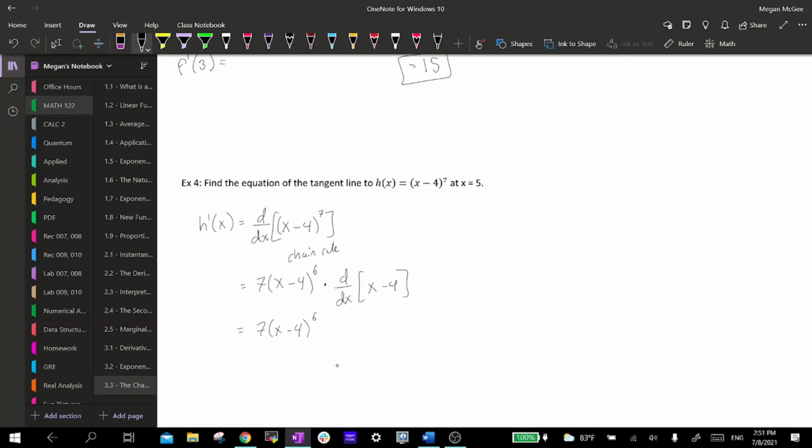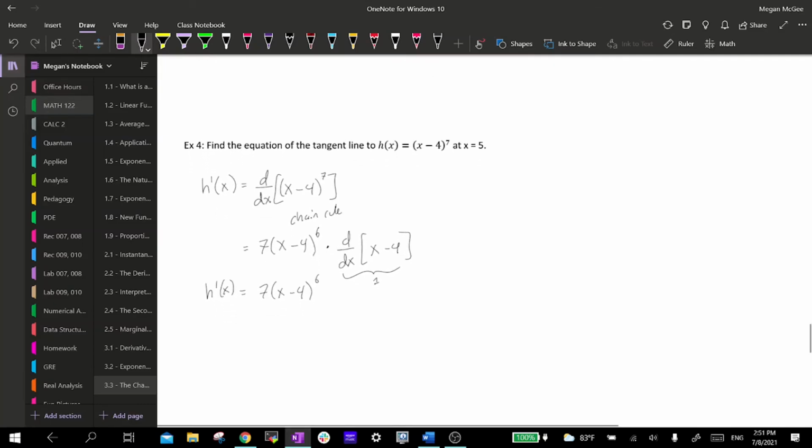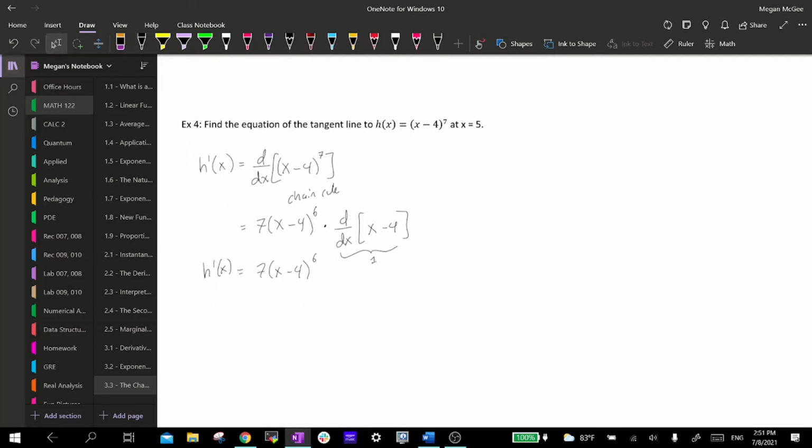The derivative of x minus 4, well, the derivative of minus 4 is 0, and the derivative of x is 1. So that's just 1. So we don't need to write multiplying by 1, right? It's redundant. It wouldn't be wrong if you did, but it's just unnecessary. Okay, so we found our derivative, h prime of x, which we now need to evaluate at x is equal to 5.